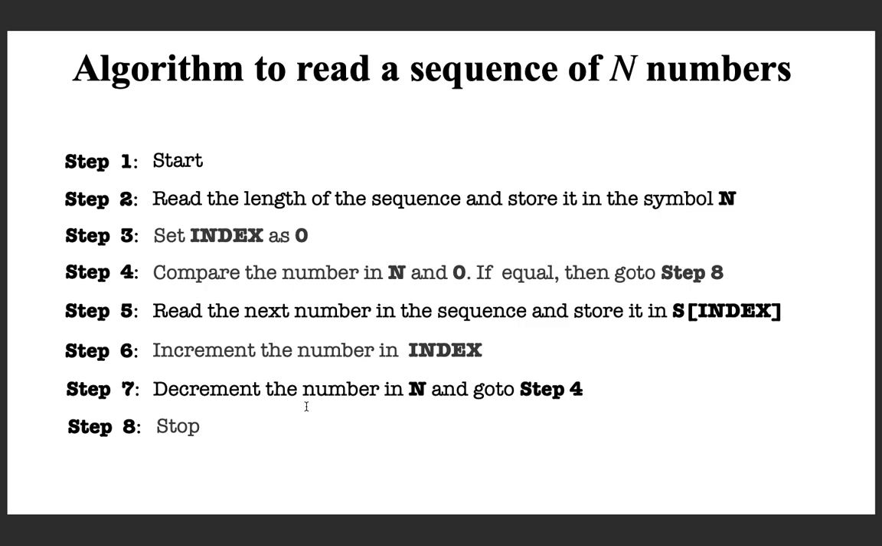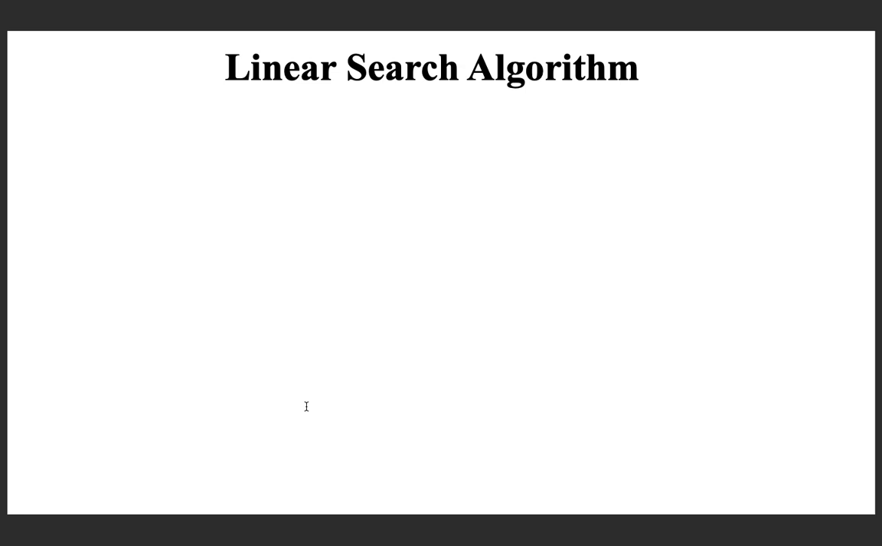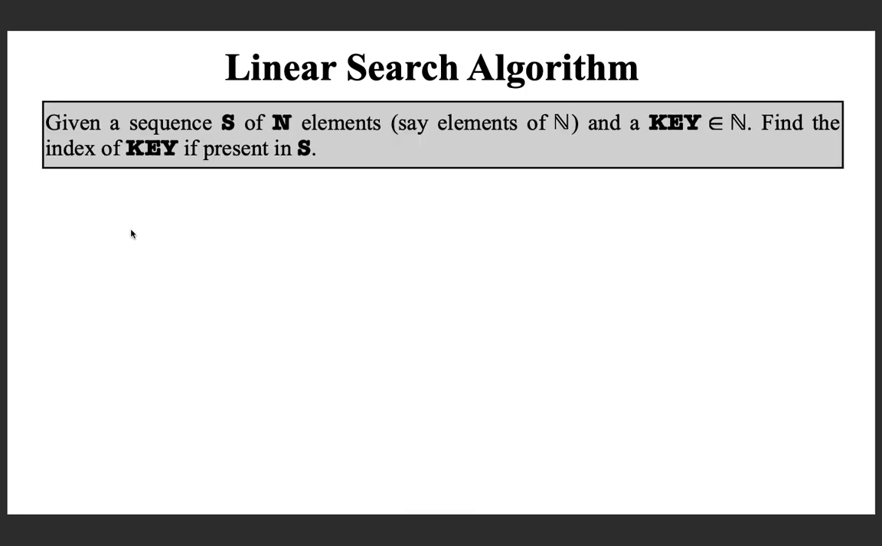And with this, we are going to see one more algorithm, which is a very common problem in computer science, called the linear search algorithm. And the problem is this: given a sequence S of n elements, for example, elements of natural numbers. So you are given a sequence of n elements. Each element is a natural number. And you are also given another natural number, which is called a key.